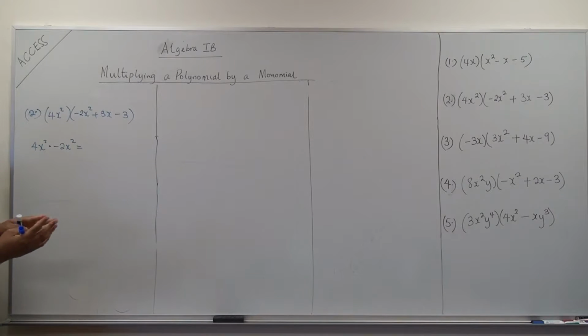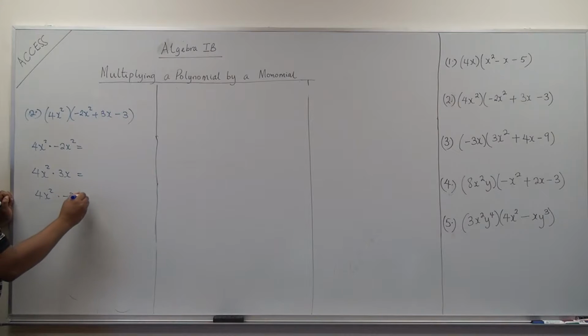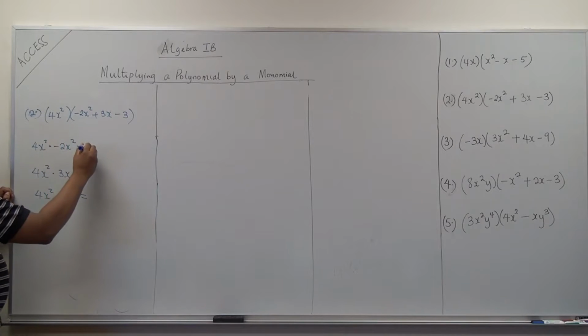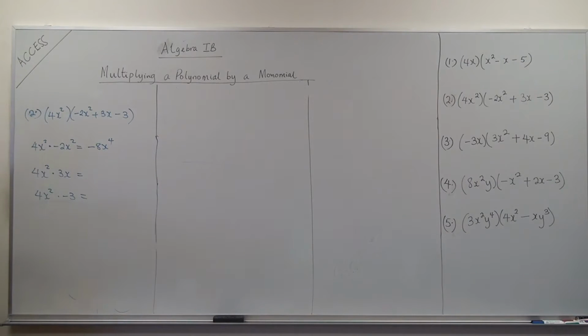Then I join them. Then 4x squared times 3x. Then 4x squared times negative 3. So this will give me negative 8x⁴. If you do it, 4 times x squared times negative 2 times x squared, then you get the constants, 4 times negative 2, times x squared times x squared. And that gives you negative 8x⁴.